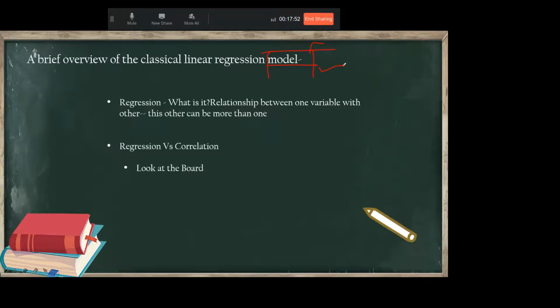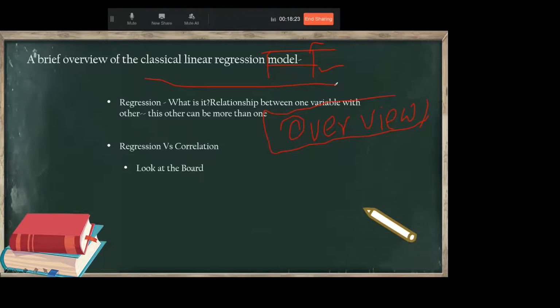We will learn about the classical linear regression model. Let me tell you a little bit about this, an overview of what we're going to do in this section. First, we will learn, as you can see on the slides, about the classical linear regression model, but mostly we're going to use the whiteboard.